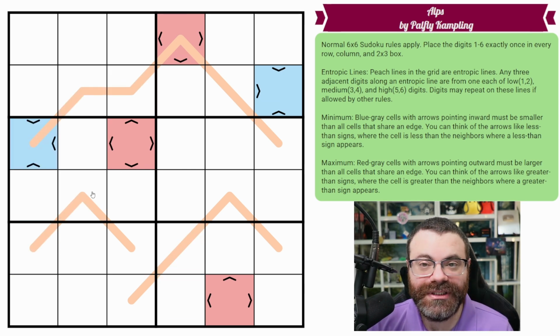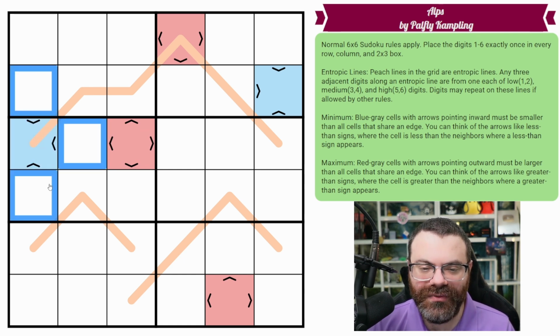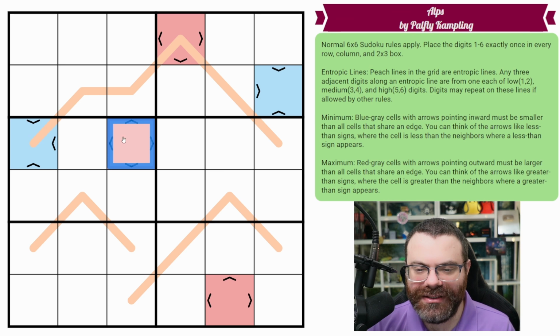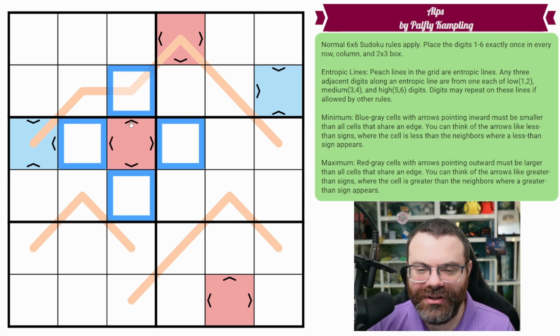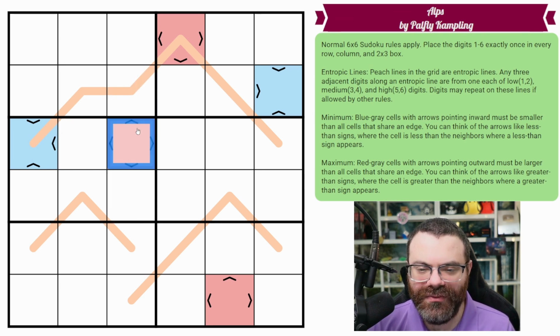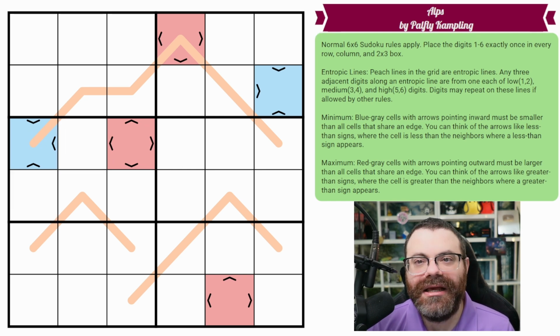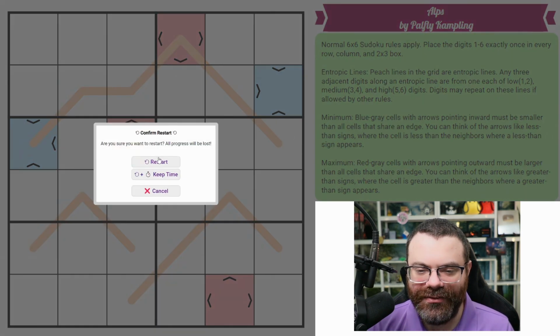We also have our fortress cells, so our minimums and maximums. So basically we've got less than signs or greater than signs pointing in or out of these cells. The blue ones are less than all the ones touching it, and the red cells are greater than all the ones touching it. And you can see the greater than signs pointing inward here, where that's saying, hey, this one's bigger than all of these. And you can see the less than signs pointing in, saying, hey, this is less than all of these. And that's it. Those are the rules. There's a link in the description if you'd like to try the puzzle yourself. And I'm going to get started right now.